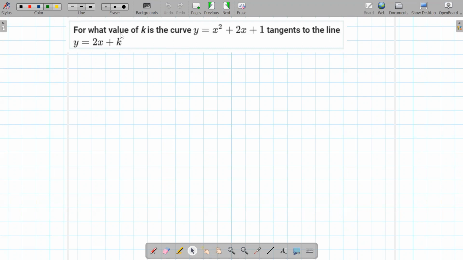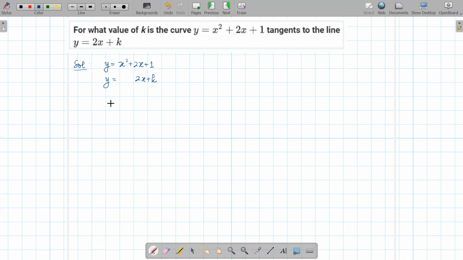So to find the value of k that satisfies these functions, we need to solve these two functions simultaneously. Let's begin by writing the functions of the quadratics. We have the graph of the parabola, which is y equals x squared plus 2x plus 1, and we also have the graph of the line, which is 2x plus k. Now we are going to solve this simultaneously.